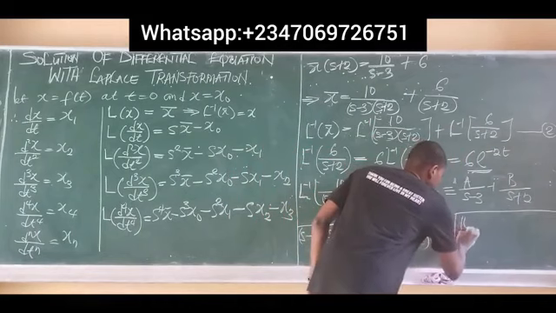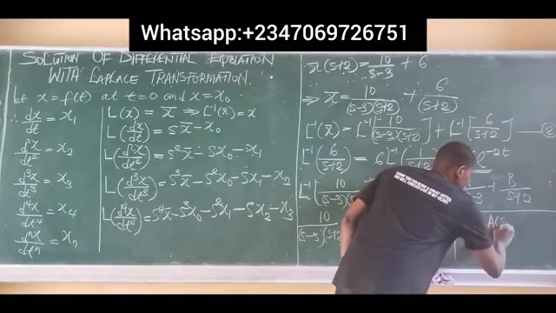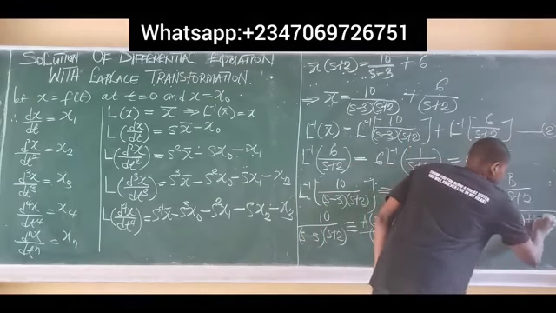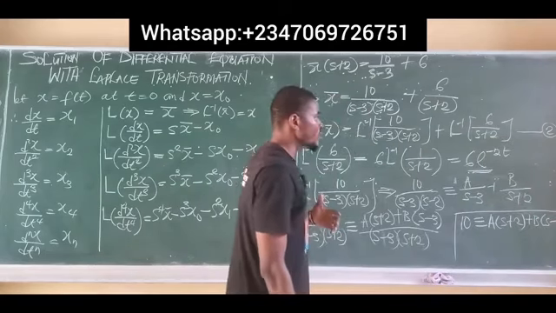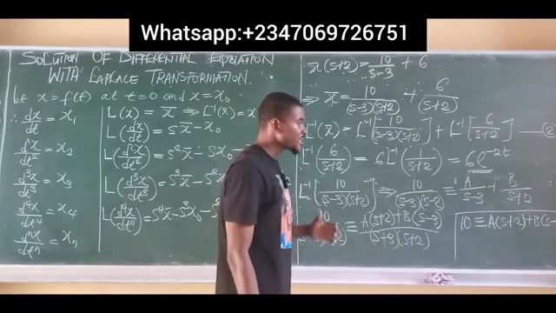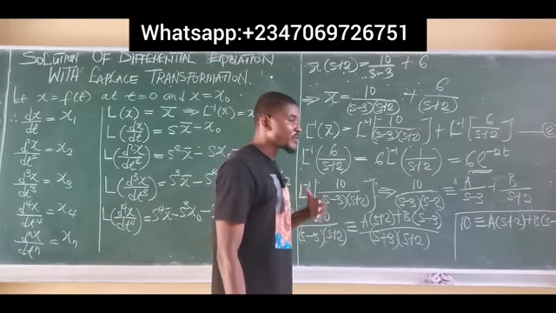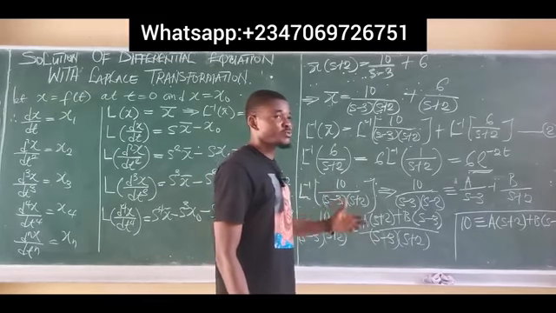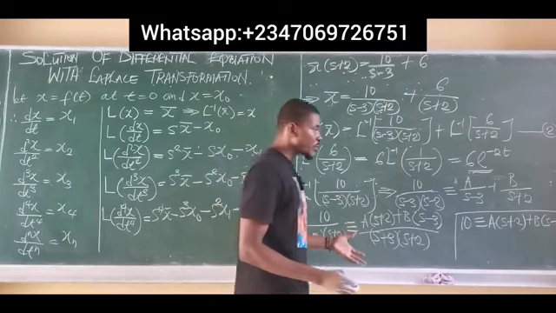Hence, I will have 10 is equivalent to A into S plus 2, plus B into S minus 3. So I have this. In order to find A, you look into the bracket of B, pick the inverse of the number in that bracket and put it in place of S. That will nullify the effect of B and help us to find the value of A. Now, what do I mean?